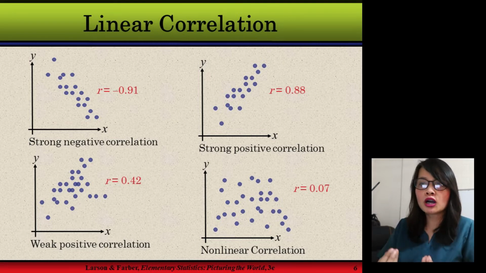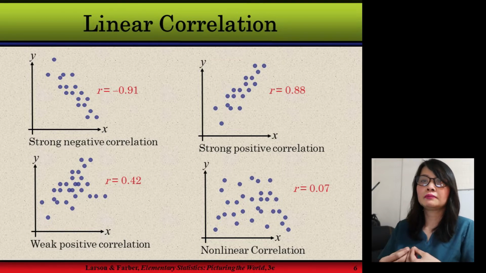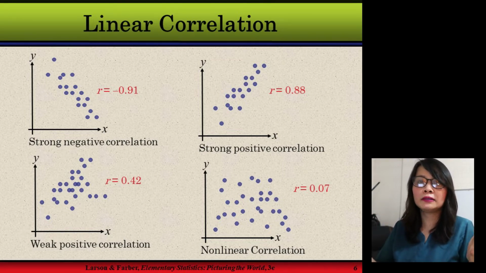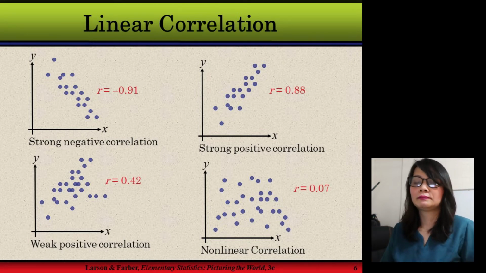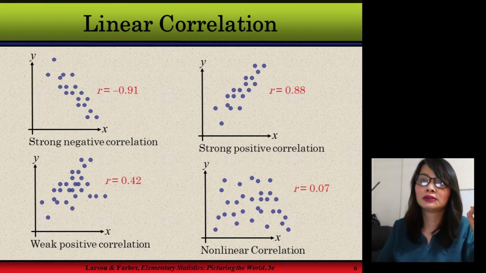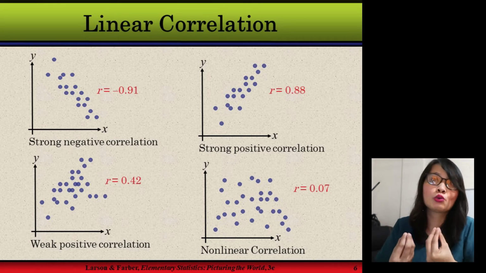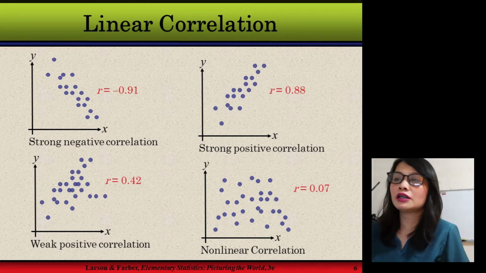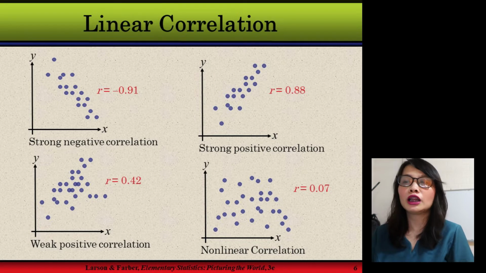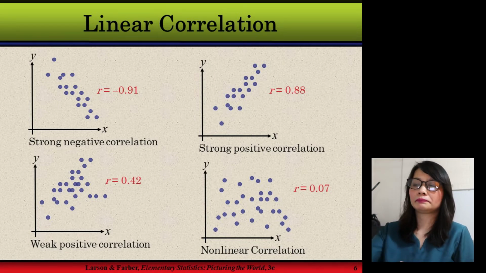But if the value of R is 0.42, it's still within the range of negative 1 to 1, but it's a weak positive correlation, because it's close to 0. When it's close to 0, there is a relationship, but it's a very weak positive relationship. And then, if the value is 0.07, that is no linear correlation.